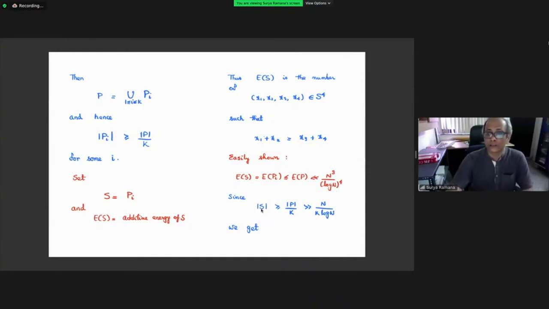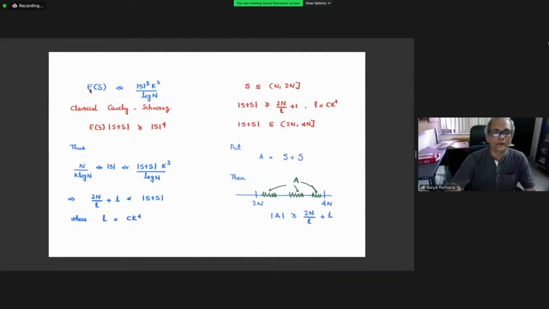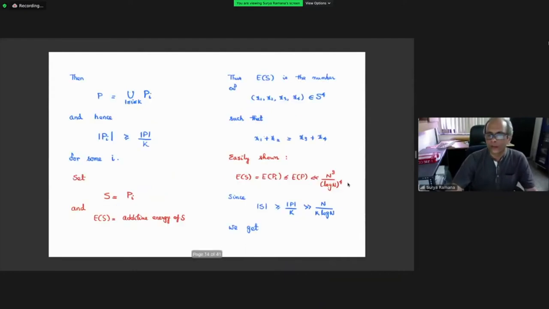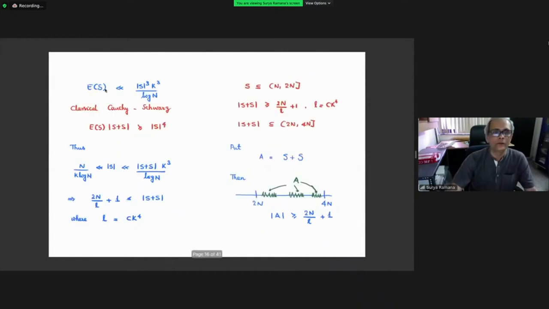Now the point is, since we have this bound for S, and S is large in cardinality, it has 1 by k of the total set of primes in the interval, you see that the cardinality of S is greater than n by k log n. And what you get from here, you can rewrite this particular bound for E(S) in this form. E(S) is less than |S|^3 k^3 by log n.